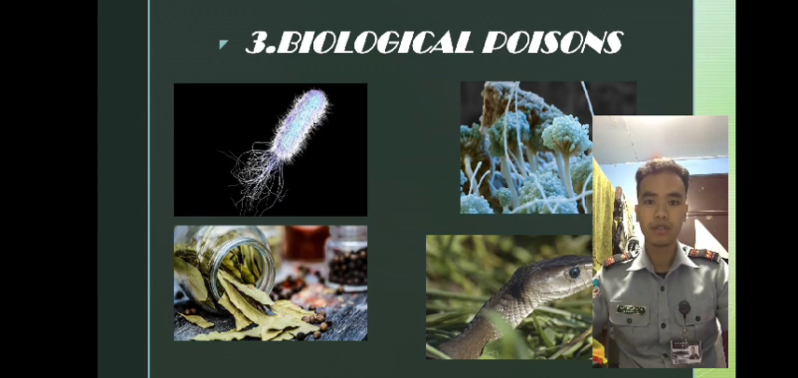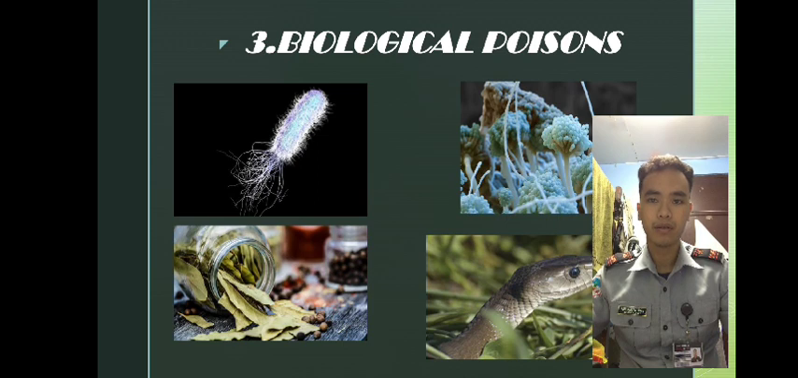First is bacterial toxins. Symptoms of bacterial toxin poisoning can include fever, chills, nausea, vomiting, diarrhea, abdominal pain, and dehydration. Some bacterial toxins like botulinum toxin can cause severe paralysis and respiratory distress. Second, fungal toxins. Symptoms of fungal toxin poisoning can include nausea, vomiting, diarrhea, abdominal pain, liver damage, kidney damage, and even death. Some fungal toxins like aflatoxins can cause liver cancer.